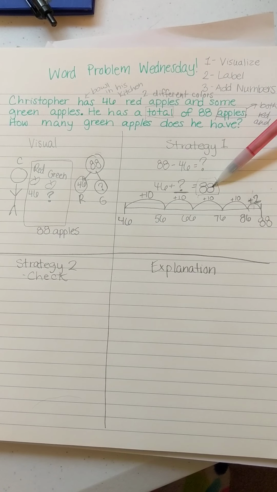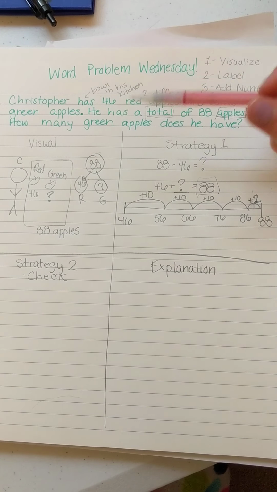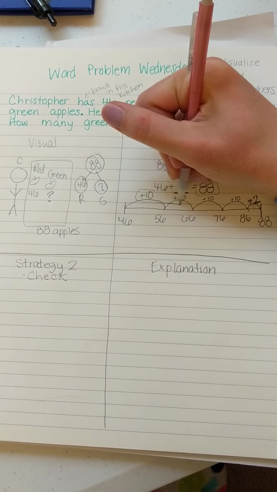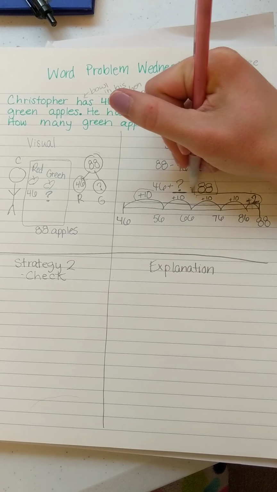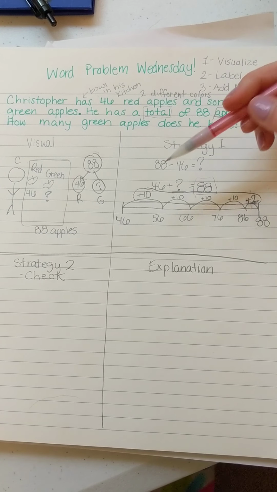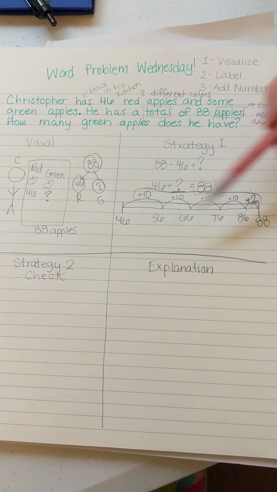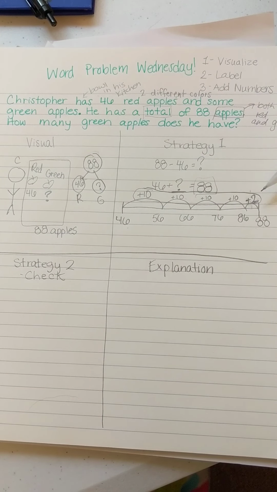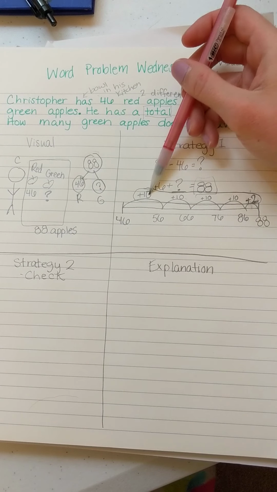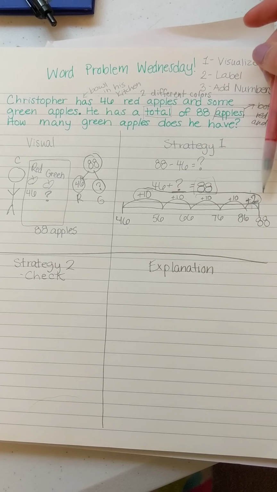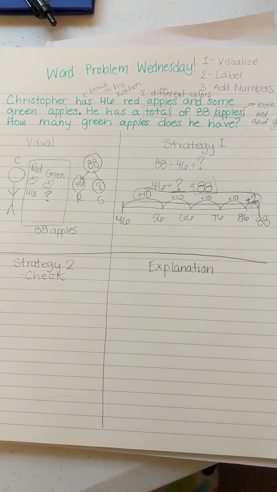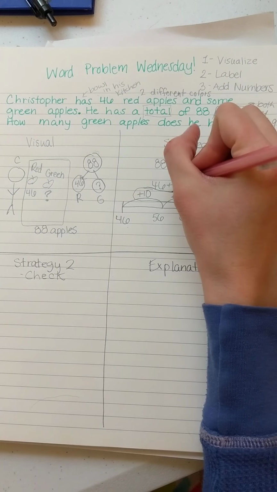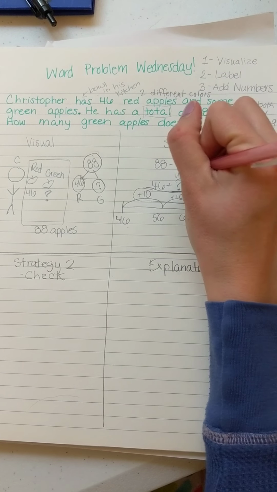Okay. Is this my answer? No, that's my whole. That's how many I had to count to. I already knew that there are 88 apples in all. I need to find how many more apples it took to get to 88. So I'm finding the difference between these two numbers. The missing part must be all of these added up because that's how many green apples it would take to get to 88. So that's 10, 20, 30, 40, and 2. So 42. So I think this mystery number right here is 42.